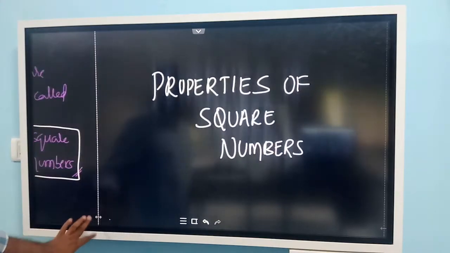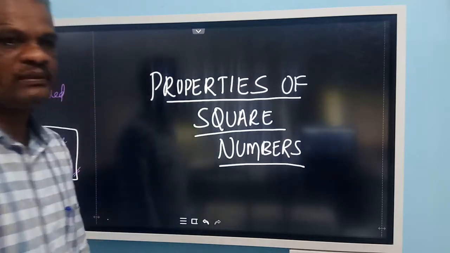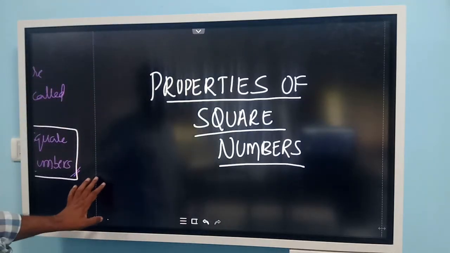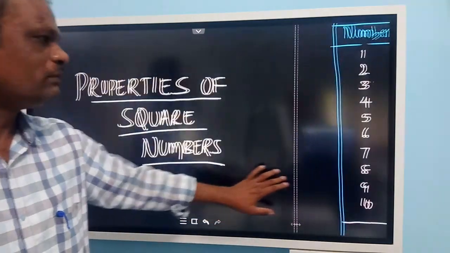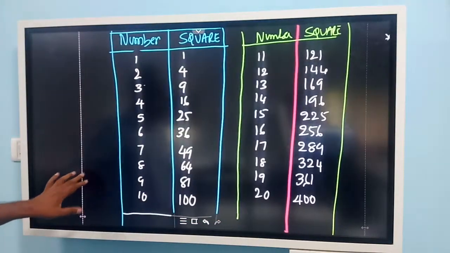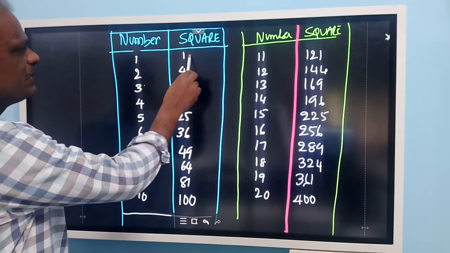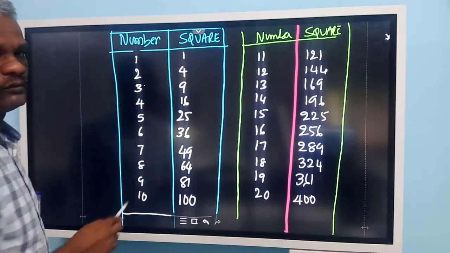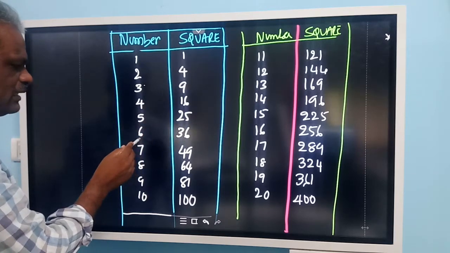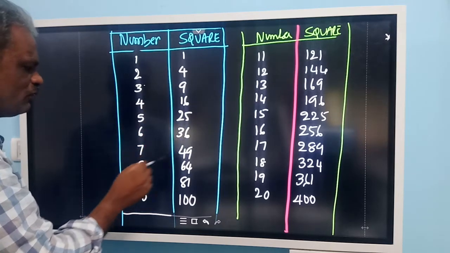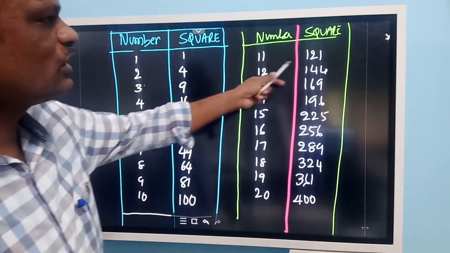Now after this, let us study some of the properties of square numbers. These square numbers have some special properties. Let us check one by one. So now I will go to some examples here. Look at this. These are all square numbers. All of you observe these square numbers. What is the square of number 1? It is 1. Square of 2, 4. Square of 3, 9. Square of 4, 16. Square of 5, 25. Square of 6, 36. 7 square 49. 8 square 64. 9 square 81. 10 square 100. Similarly 11 square means 121.